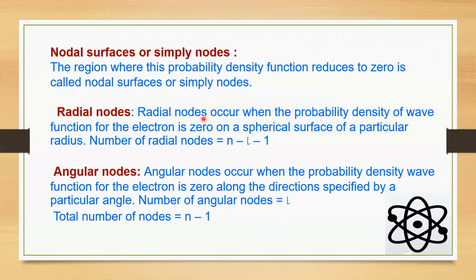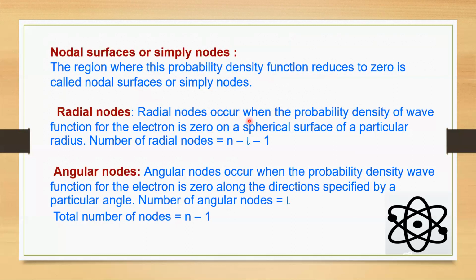Next comes nodal surfaces, or simply the nodes. How does this help us? It helps us to find the probability of the electrons in that particular shell, in that particular orbital. So the region where the probability density function reduces to 0 is called nodal surfaces, or simply nodes.